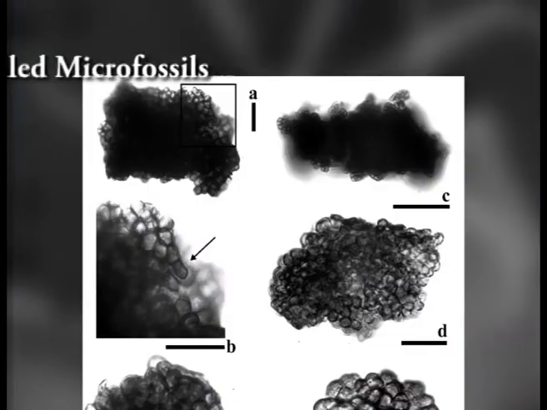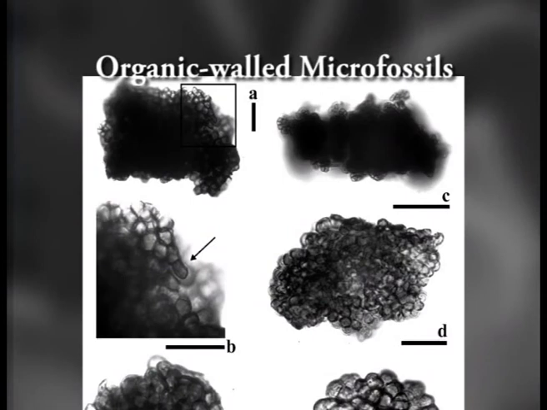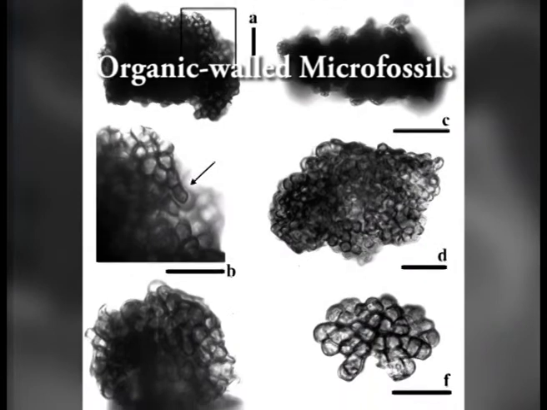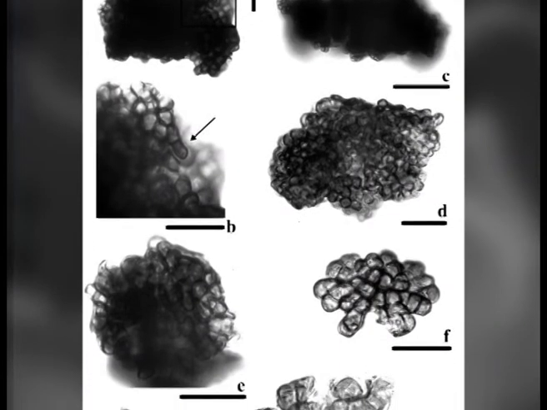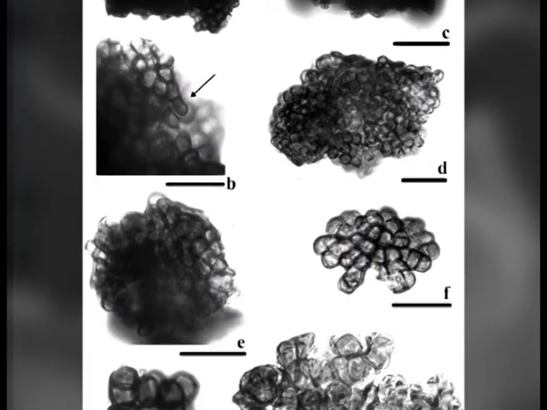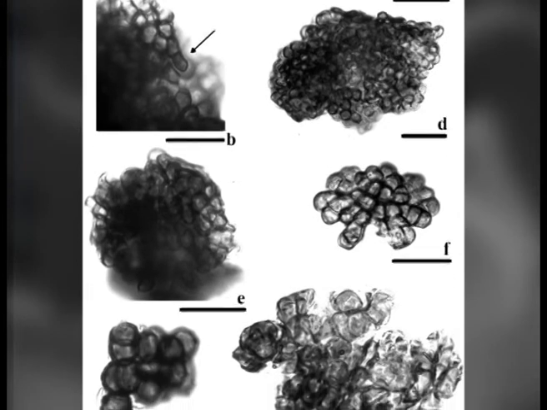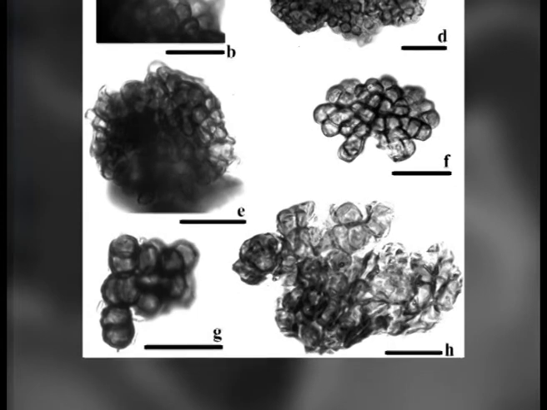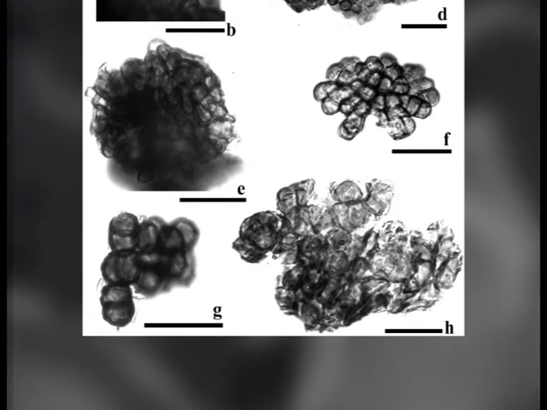The next group of microfossils is organic walled microfossils. Organic walled microfossils are composed of entirely unmineralized proteinaceous material. There are 4 types of organic walled microfossils: chitinozoans, spores and pollen, acritarchs, and dinoflagellates.